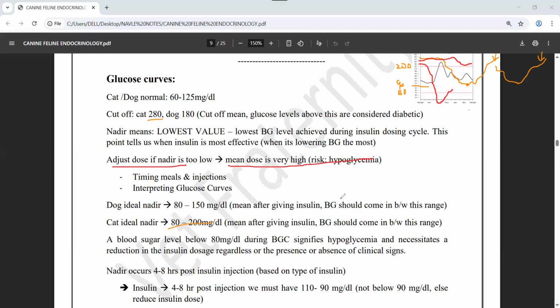Based on that, we manage the timings of the meals, our injections, the doses, and then we keep on interpreting the glucose curve. All of these things are very important, because if the dose is very high, hypoglycemia can happen, and if the dose is very low, you are not going to have any effect.